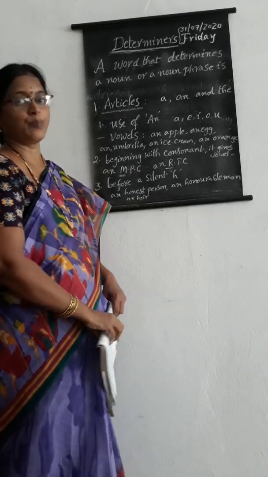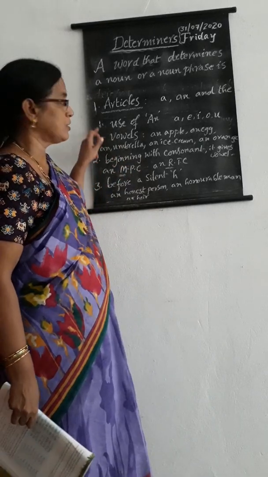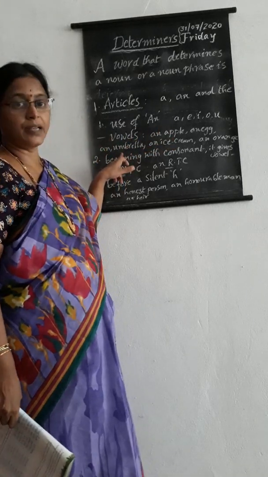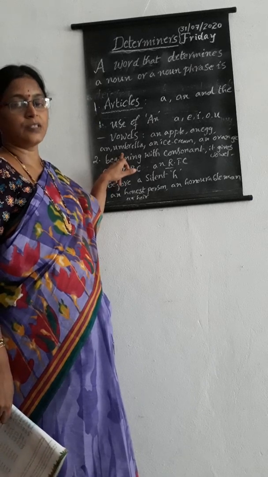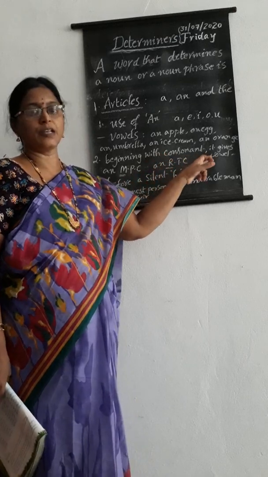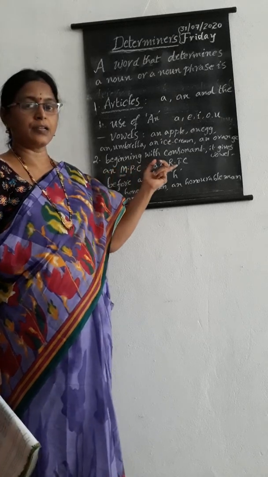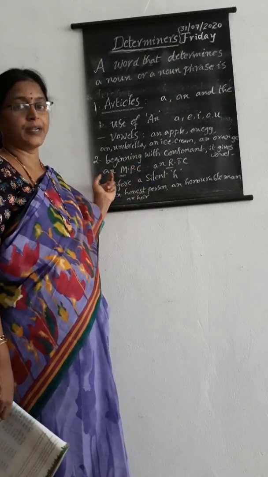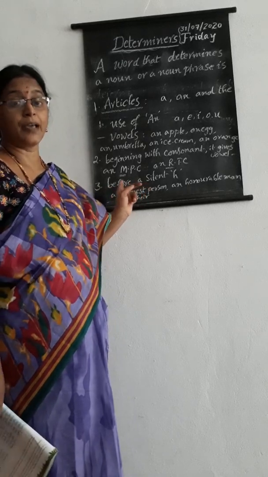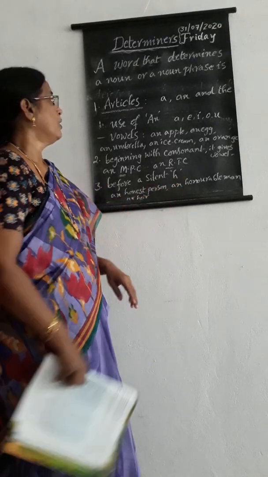These 3 points you should remember before using the indefinite article an. What are those 3 points? Before vowels, we have to use the indefinite article an. A word beginning with a consonant but giving a vowel sound takes an. An MPC student, an RTC bus, an MA student, an MBA student. Before a silent H, we use an. An honest person, an honorable man, an heir, etc.